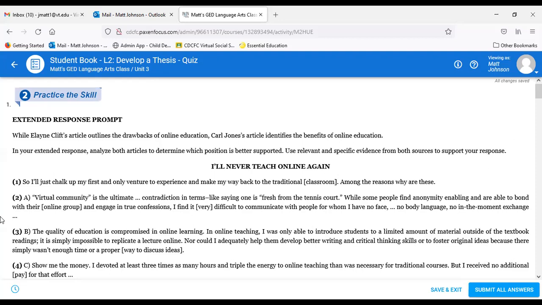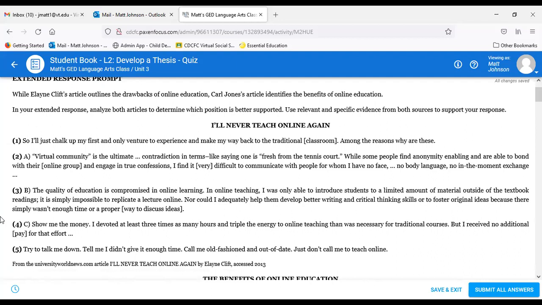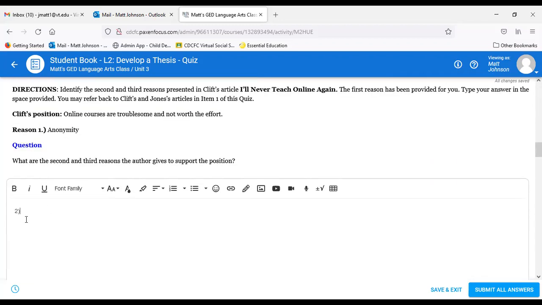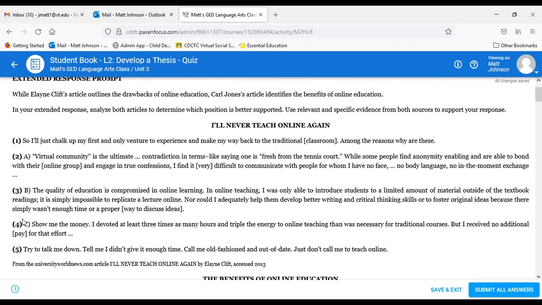Limited amount of materials outside the test. Yeah, you got it, right there in the third, at the beginning. It says the quality of education is online learning, right? So it says I was only able to introduce students to a limited amount of material outside of the textbook readings. So we can boil that down, right? We don't have to write the whole thing. We want to get the main point, kind of building an outline, right? So what we can put there is the quality of education is compromised.